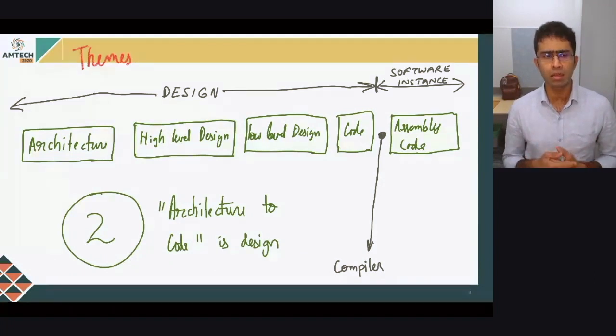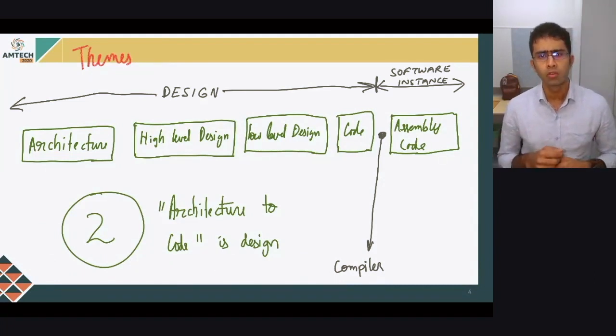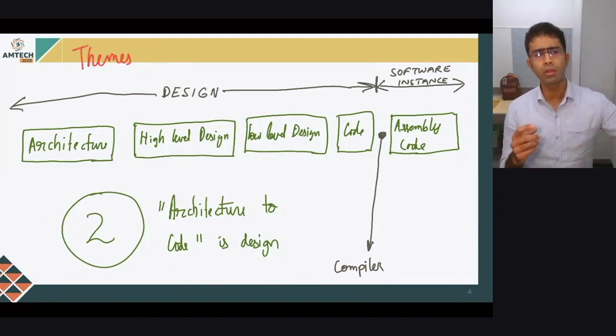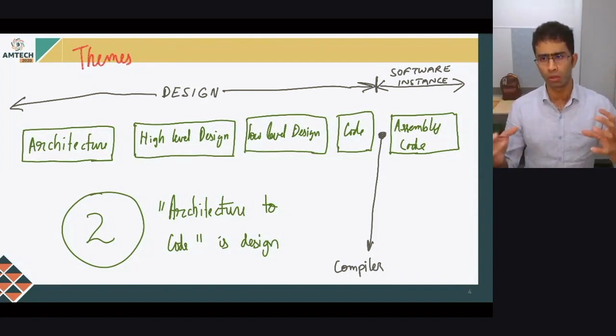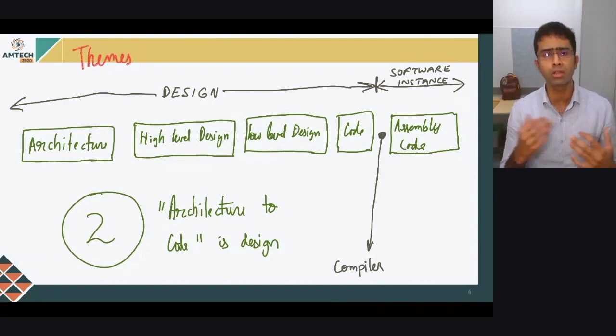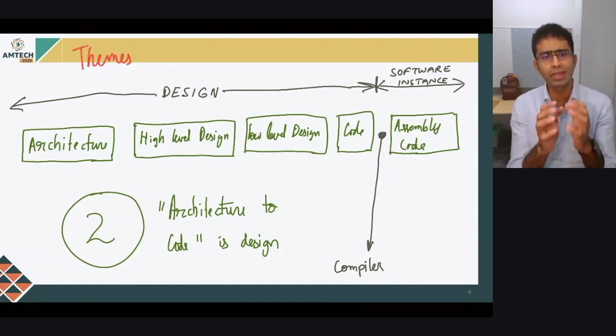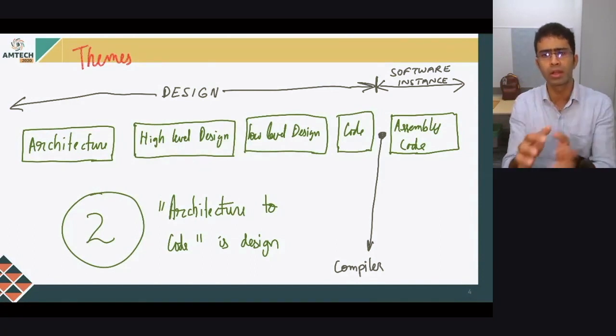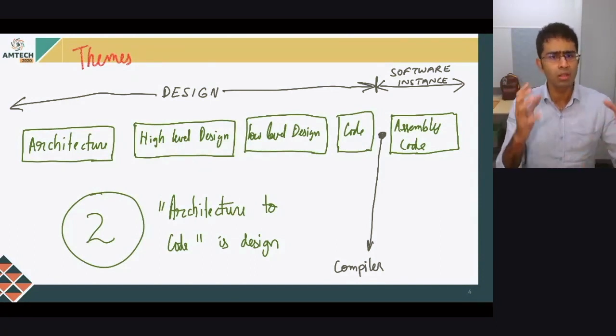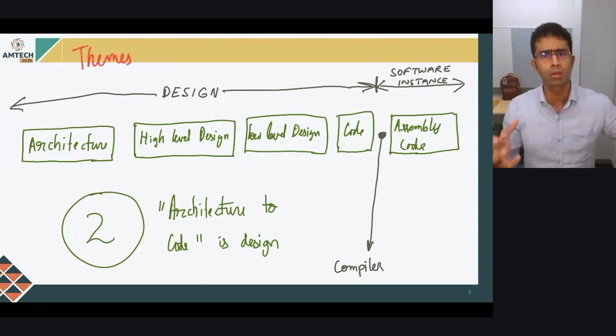The second aspect is this: software design is all the way from architecture to code. So the code is also design, because code is not the final software. The final software construction happens by taking code and converting it into assembly. So design is not the working instance. Architecture to code are not the working instance. The assembly code is the working instance. So design is all the way from architecture to code.